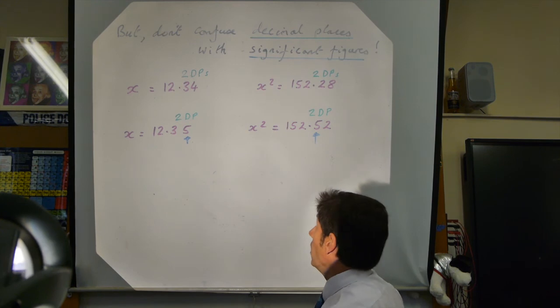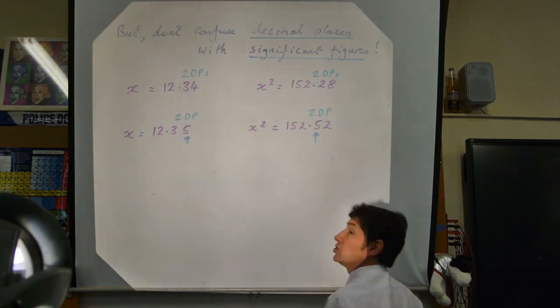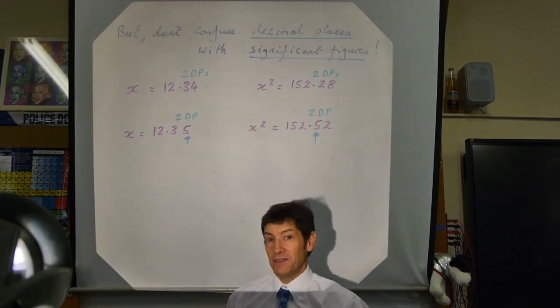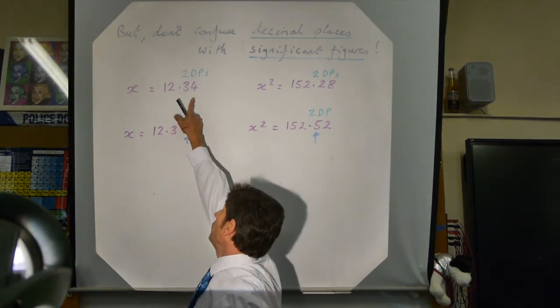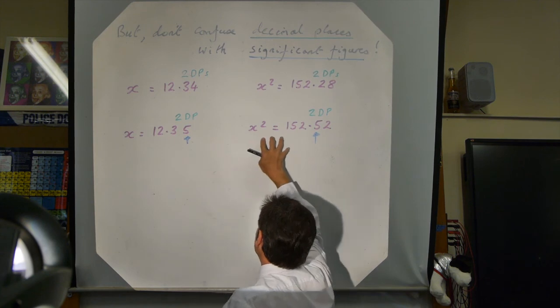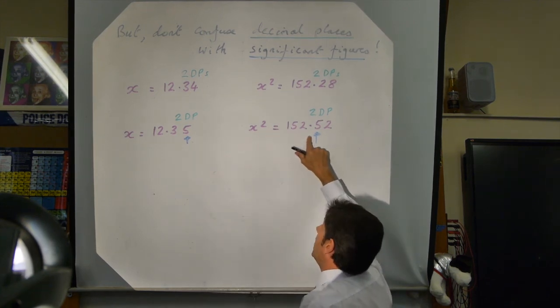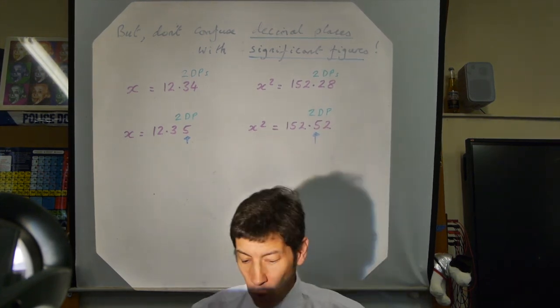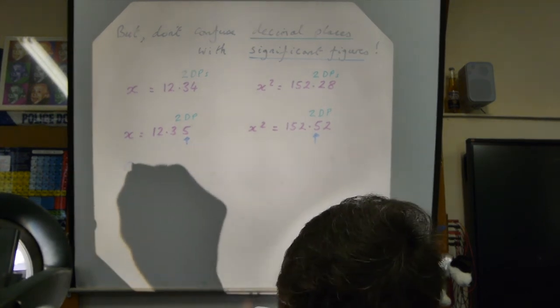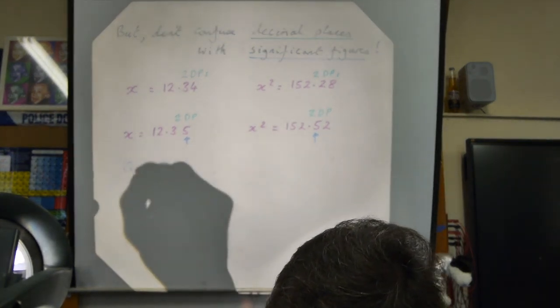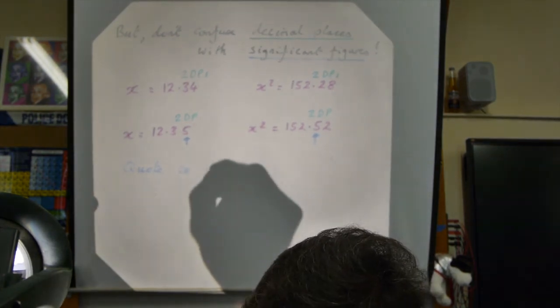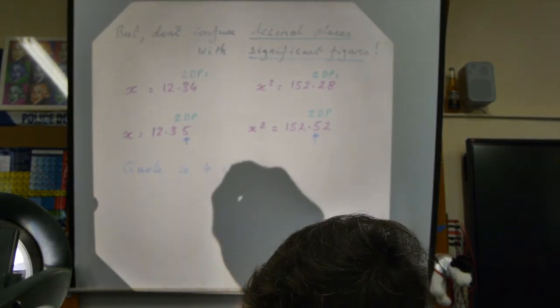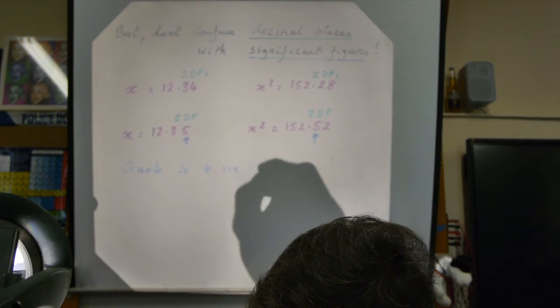So I've quoted all of these to 2 decimal places, but that's not helpful. A change in the 4th significant figure is where we see a change in the squared. So we must quote to 4 sig figs. So quote your answer to 4 sig figs.